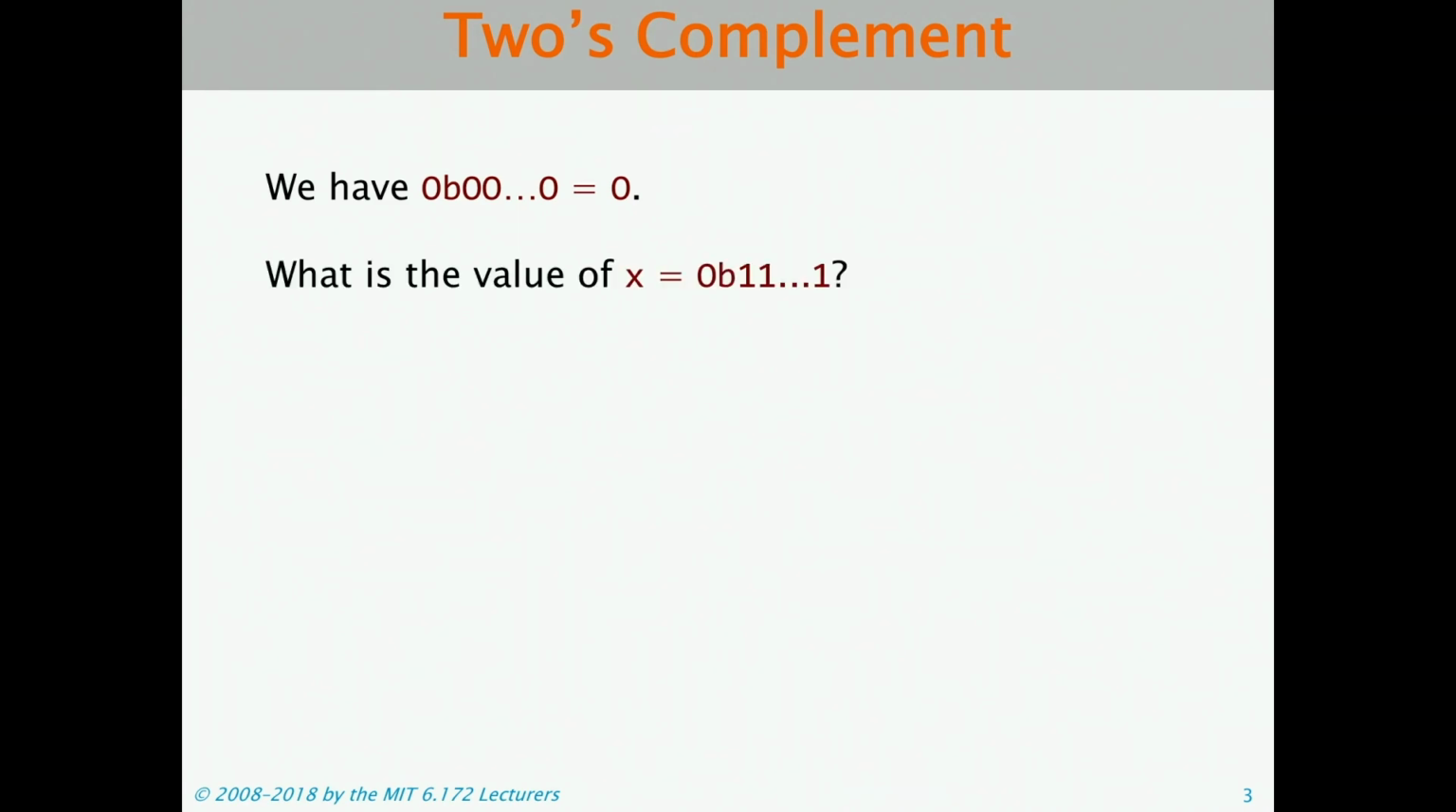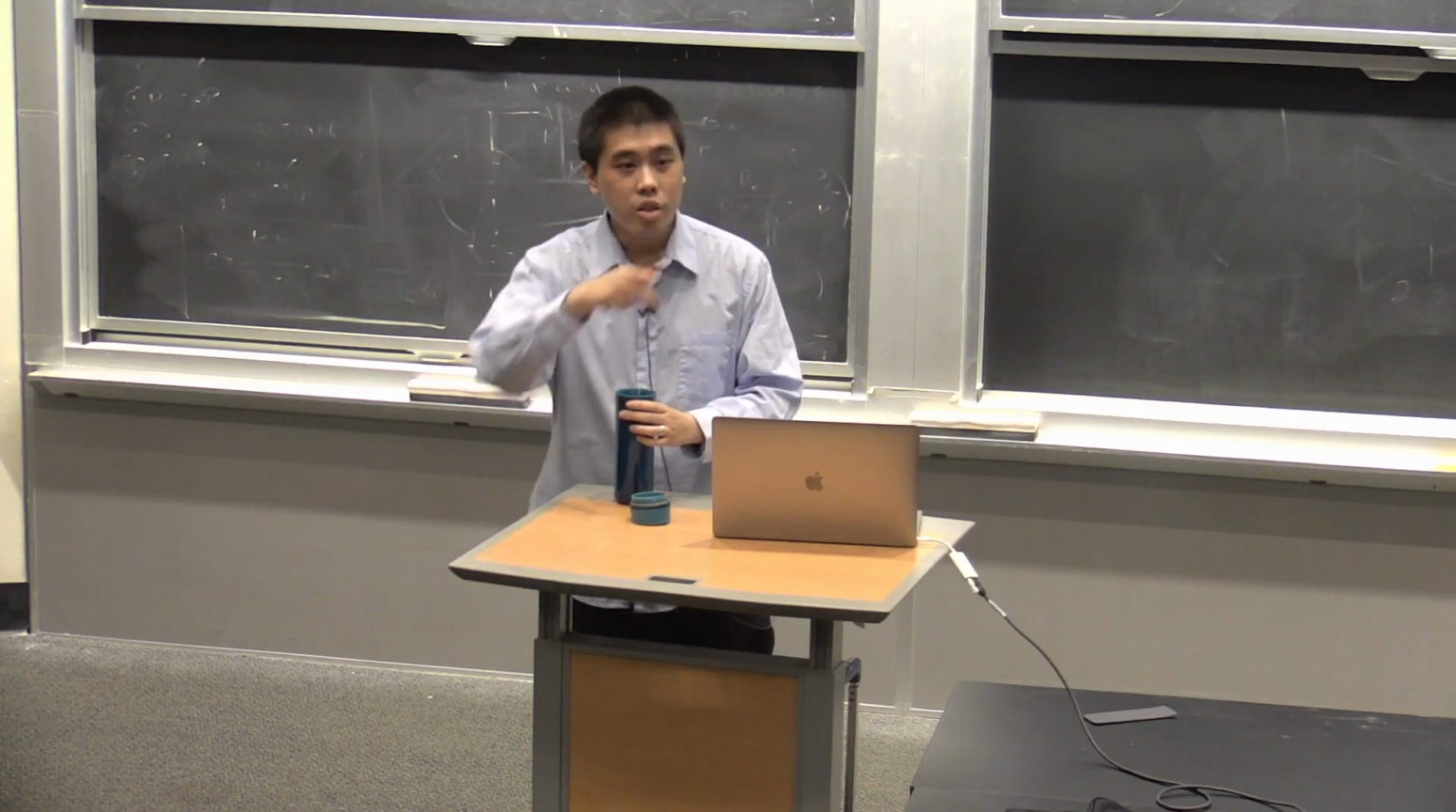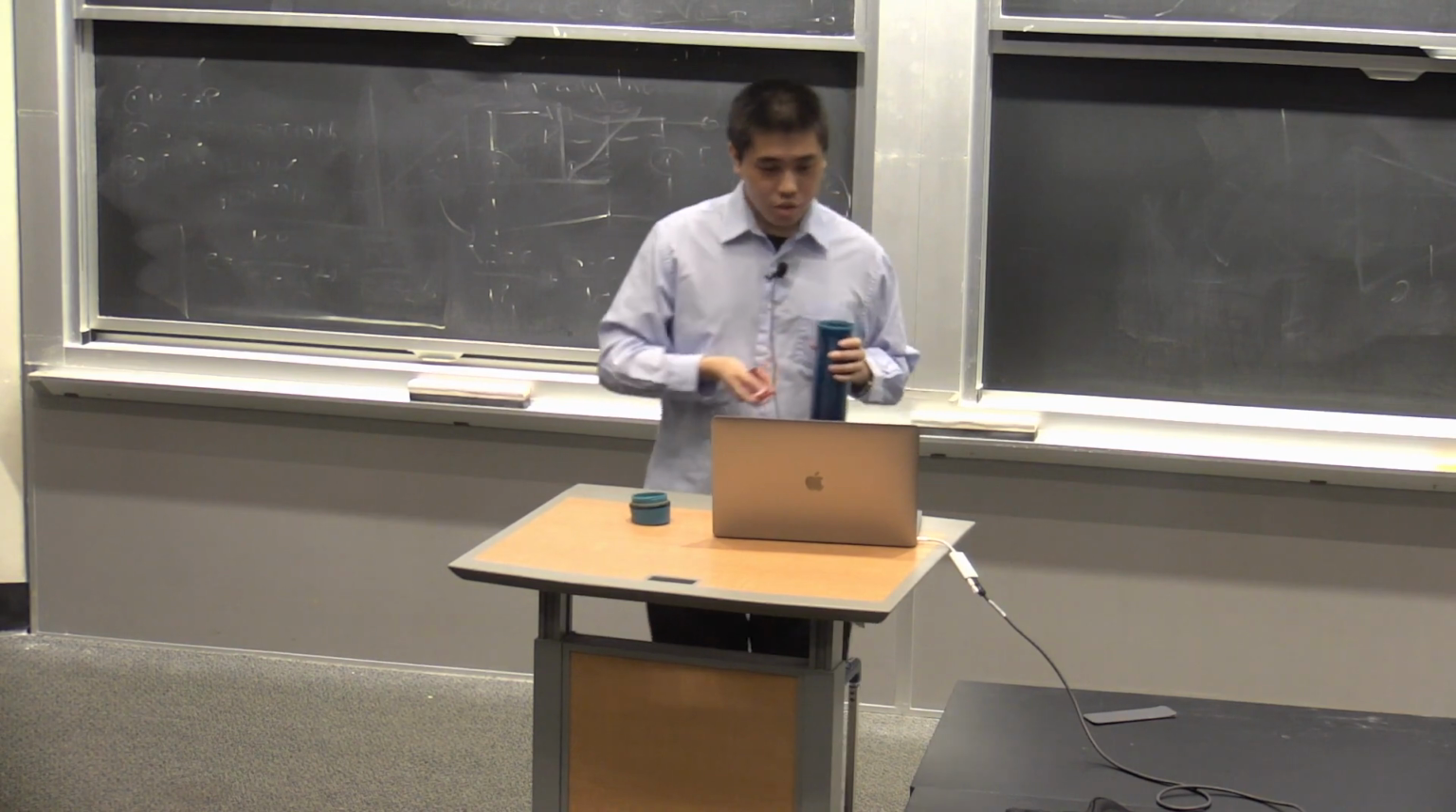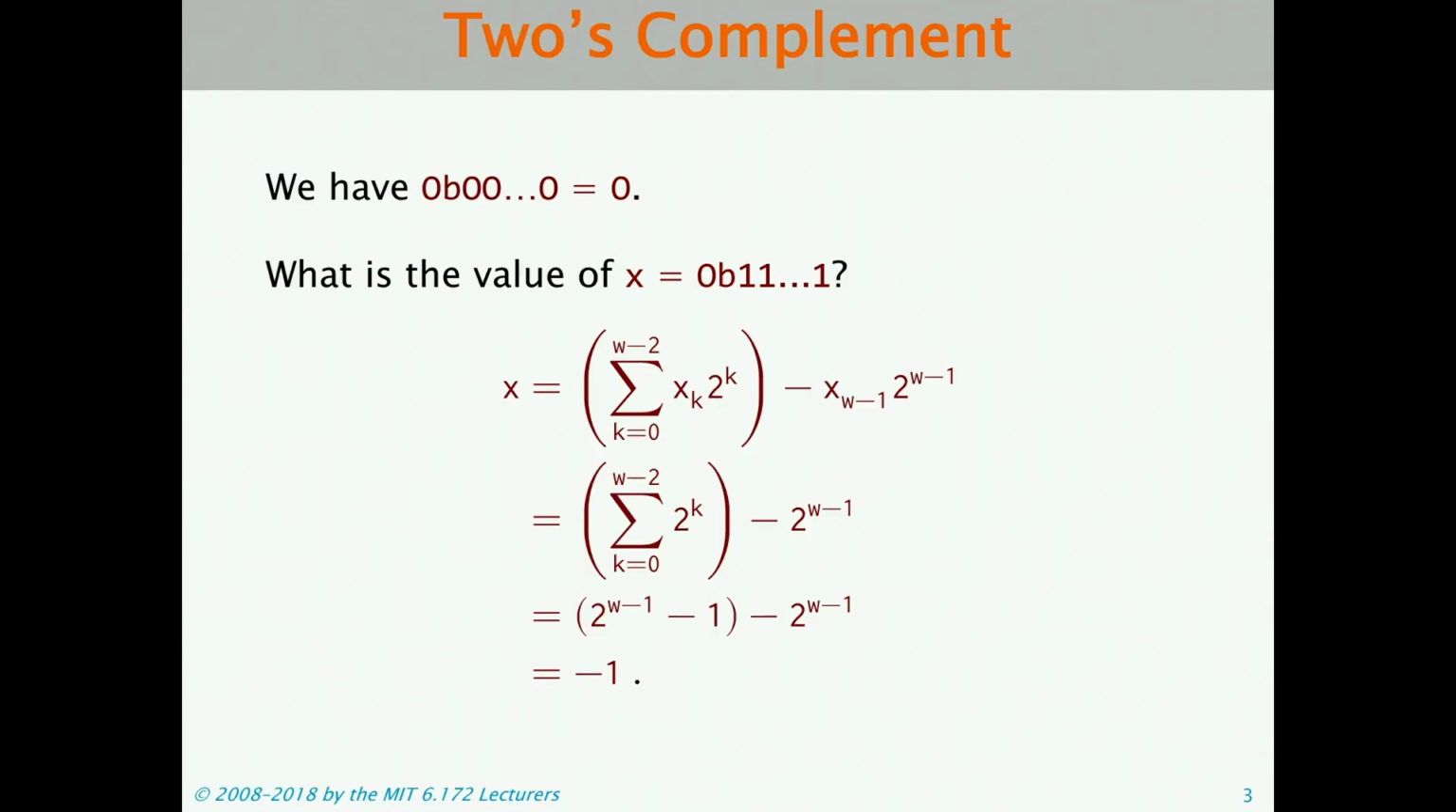What's the value of the all ones word? Yes. Negative 1, right? The reason why it's negative 1, you can just use the formula, and we're going to sum up a bunch of powers of 2. All of the x sub k's are going to be 1. So we're summing up 2 to the k from k equals 0 to w-2. And that's a geometric series which sums to 2 to the w-1 minus 1. And then for the sign bit, we're going to subtract 2 to the w-1. So now the 2 to the w-1's cancel out, and we're just left with negative 1. So this is an important property to know about 2's complement representation. The all ones word is just negative 1.